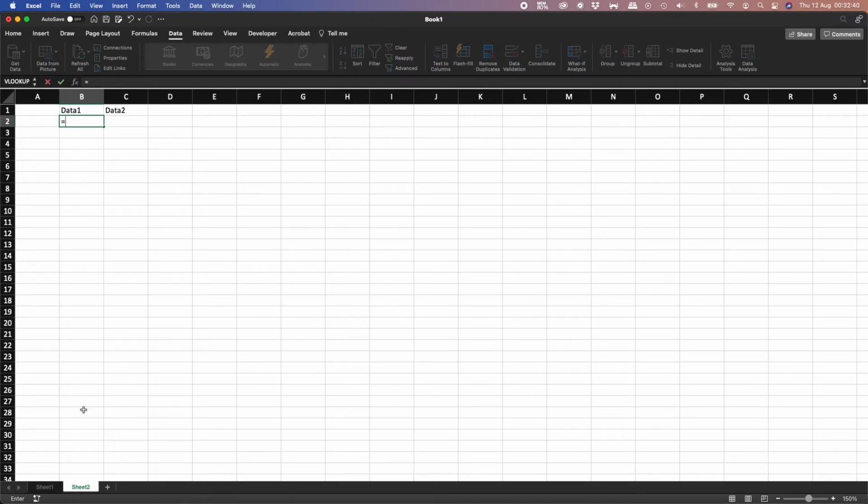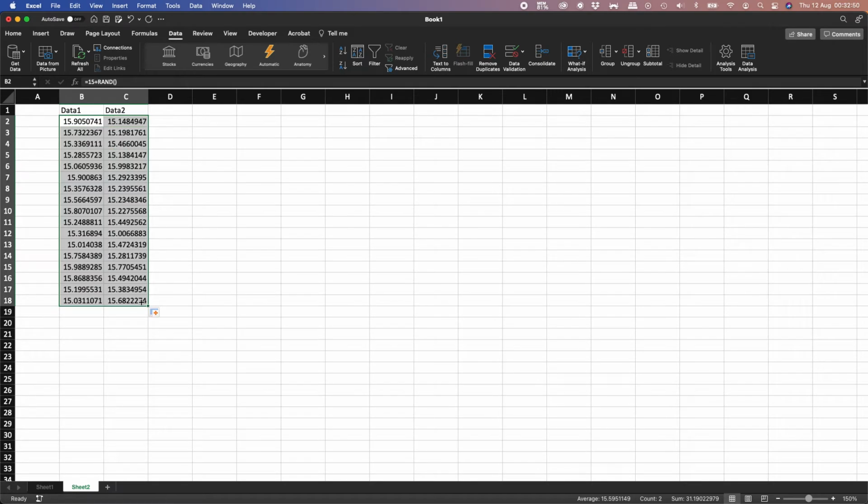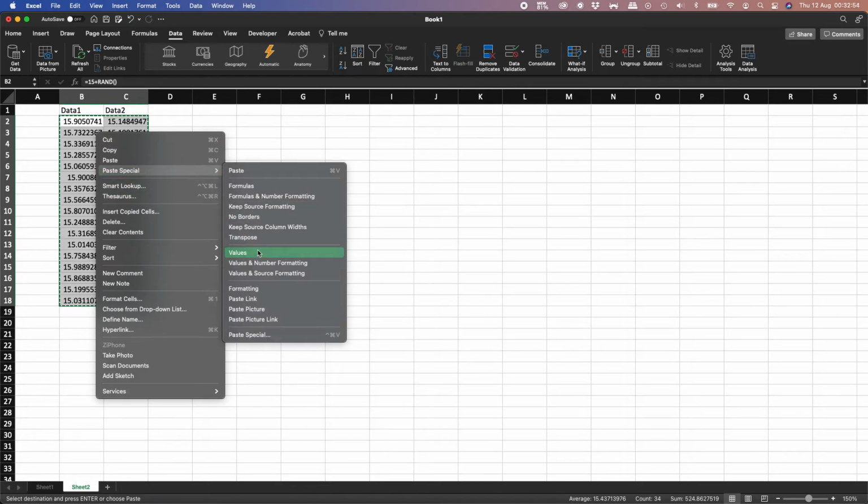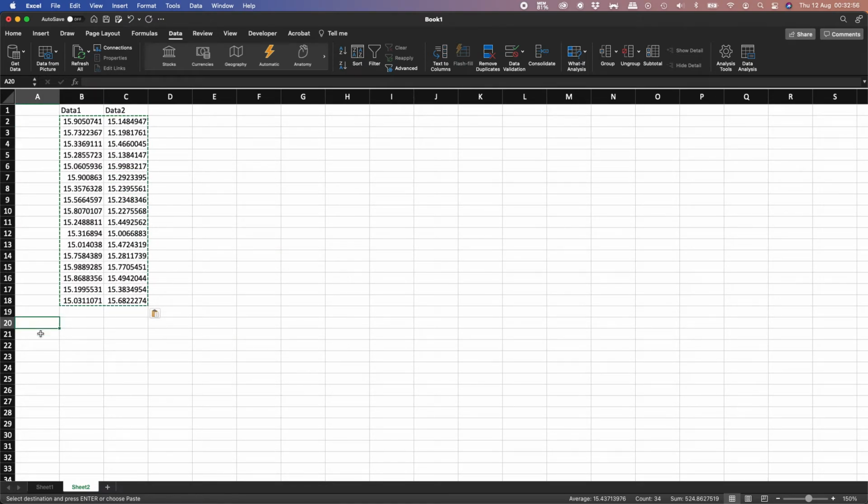We're going to do it with 15, plus rand, like this. We're going to do plus rand here. We're going to do this for 17 values, just like the other one. We're going to copy it and paste it. And these should be very similar to each other.